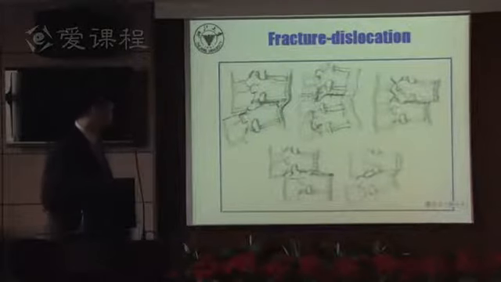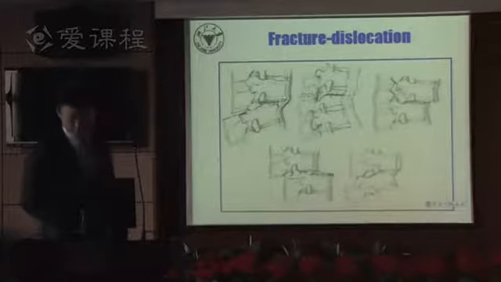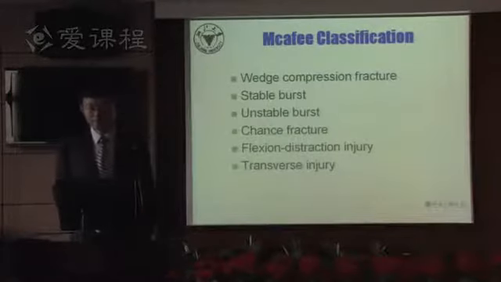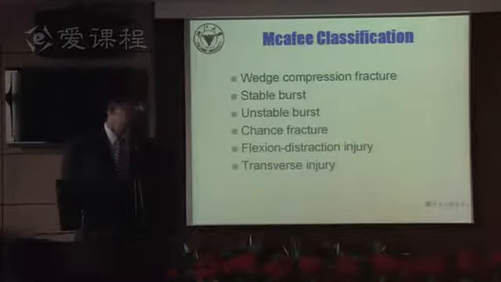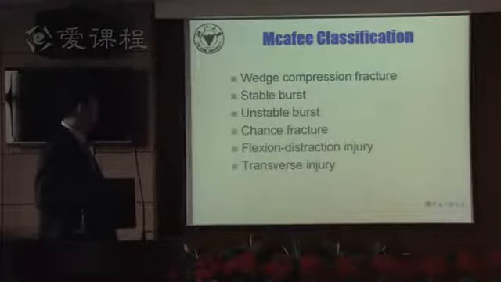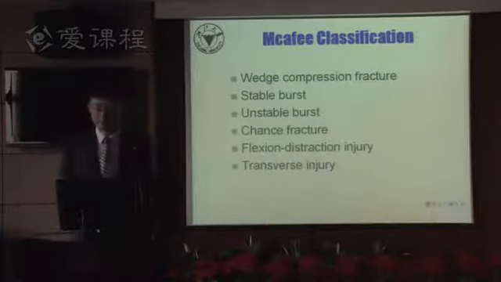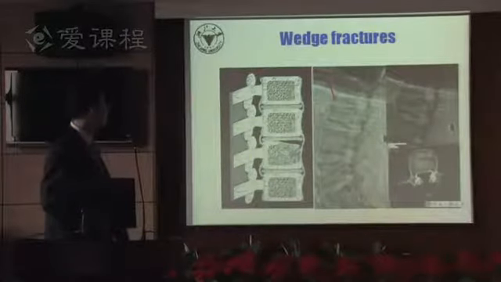Fracture dislocations: different types of dislocations. McAfee classification, including six types: wedge compression fractures, stable burst, unstable burst, Chance fractures, flexion distraction injury, and translational injury. This is wedge fractures.